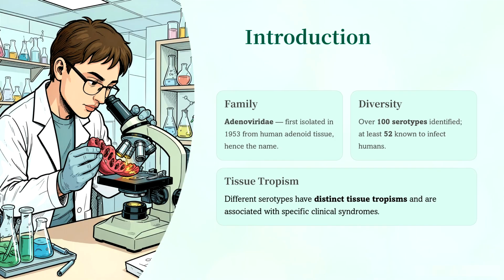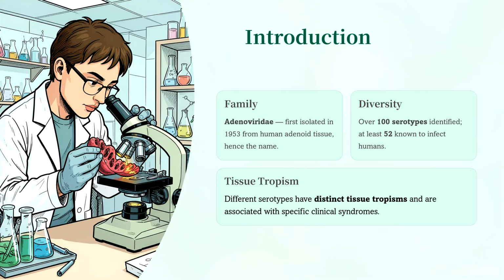Introduction. The adenoviruses belong to the Adenoviridae family. They were first isolated in 1953 from human adenoid tissues, which gave them the name adenoviruses. Adenoviruses possess an icosahedral capsid with characteristic fiber proteins projecting from each vertex, which help in attachment to host cells. A large family of viruses with over 100 serotypes have been identified, with at least 52 known to cause infections in humans.